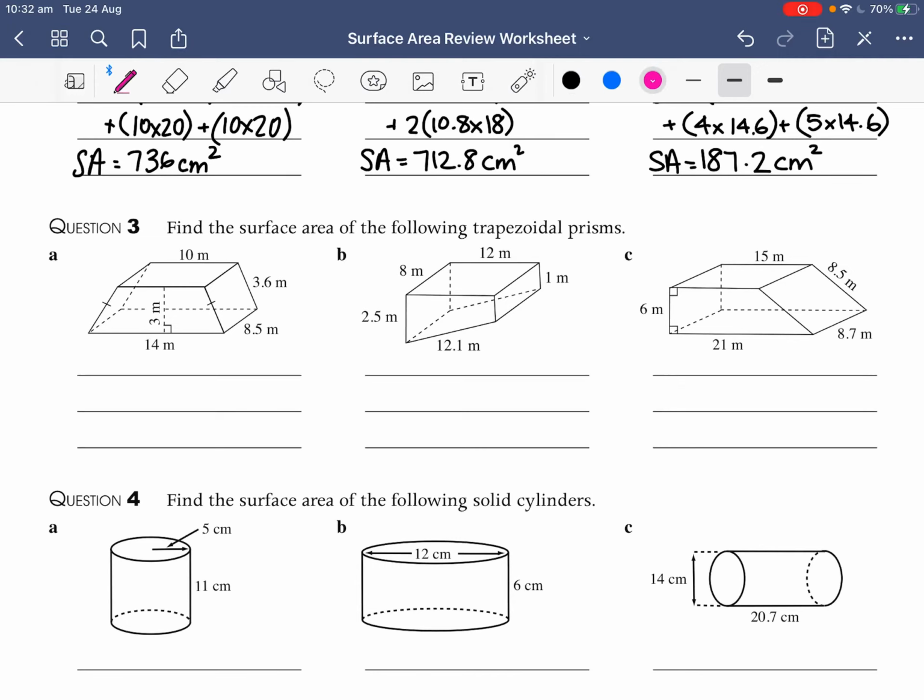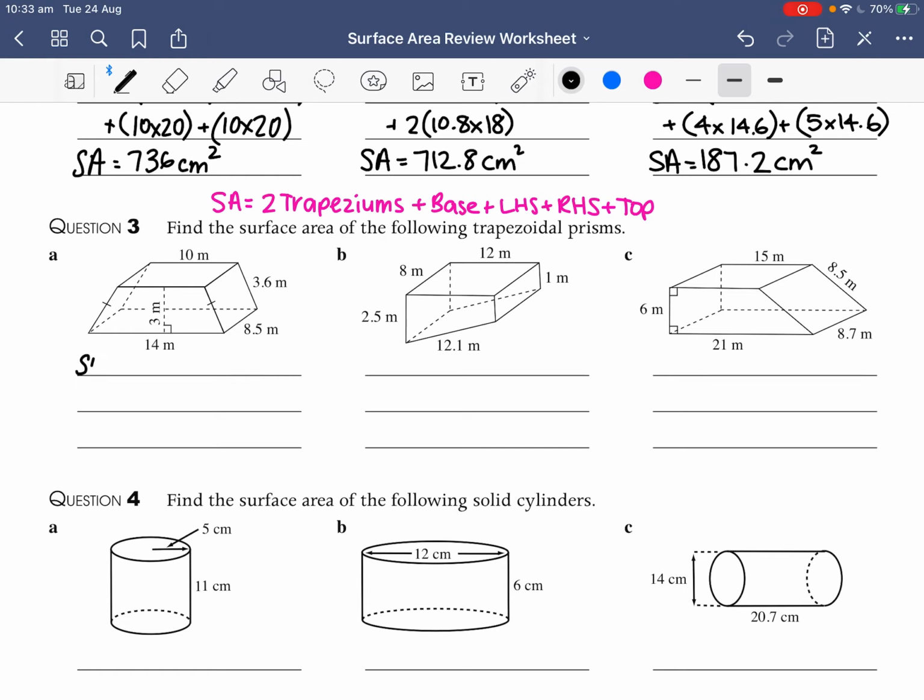For question 3, we want to find the surface area of the following trapezoidal prisms. For trapezoidal prisms, again, we don't have a formula, but what we can do is go our surface area of our 2 trapeziums plus our base plus our left-hand side plus our right-hand side plus our top. So we have a total of 6 sides here, and our 2 trapeziums are the same, but all of our other 4 sides are all different.